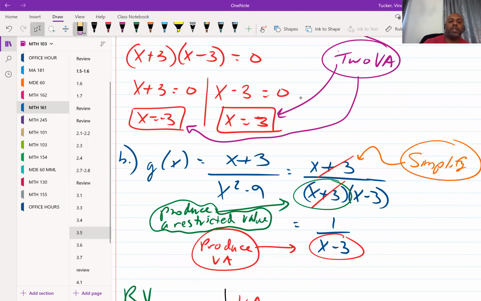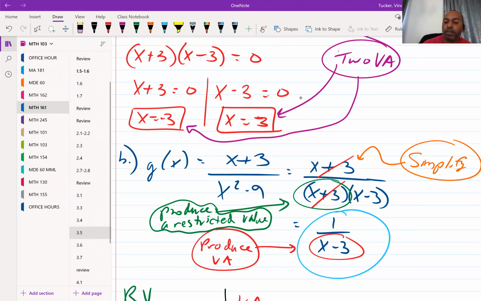All right, the next one is x plus 3 over x squared minus 9. So if you notice right here, I went ahead and factored out that denominator just like before, but we had something in the top that was common with something in the bottom. So the x plus 3 in the top cancels out with the x plus 3 on the bottom, and that leaves us with 1 over x minus 3.